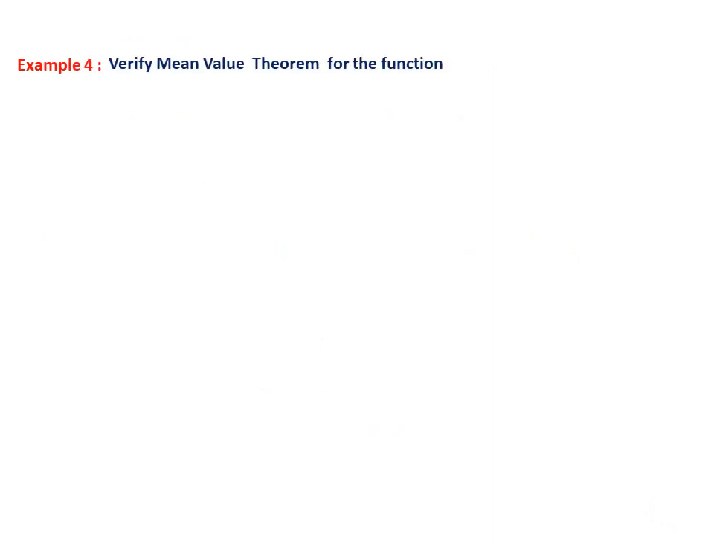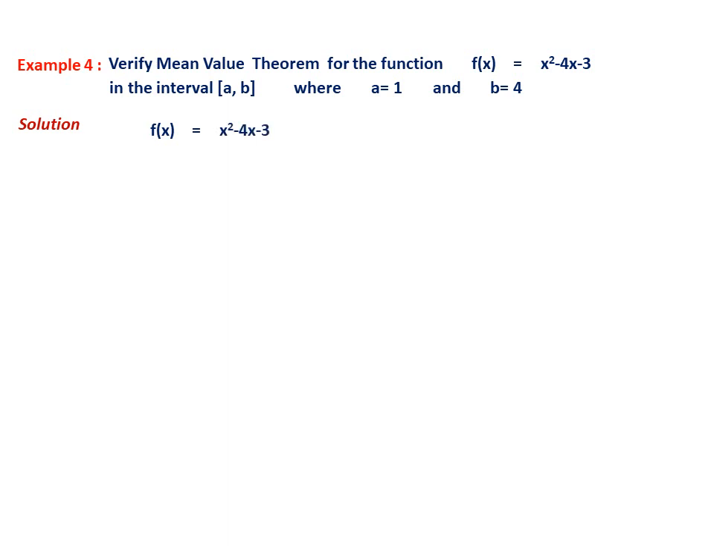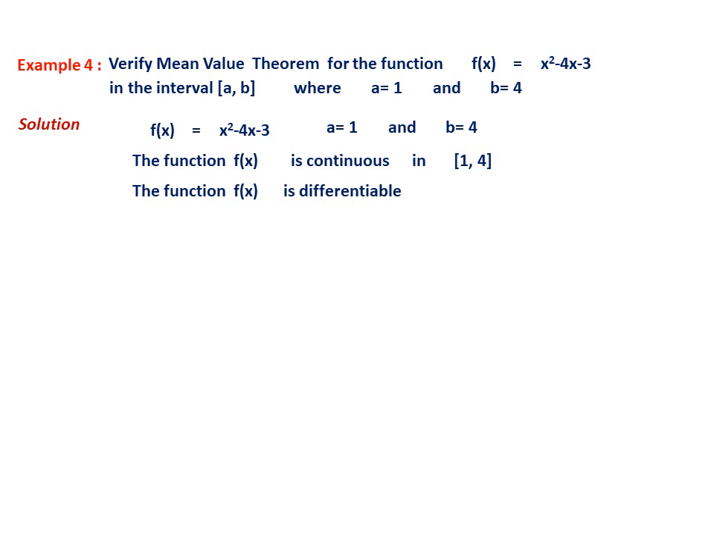Next example, verify mean value theorem for the function f of x equal to x square minus 4x minus 3 in the interval a to b, where a is 1 and b is 4. So the lower limit is 1 and upper limit is 4. Solution, f of x equal to x square minus 4x minus 3 and a equal to 1, b equal to 4. The function f of x is continuous in the closed interval 1 to 4 because it is a polynomial function. Next, the function is also differentiable in the interval 1 to 4. So the first two conditions are satisfied.